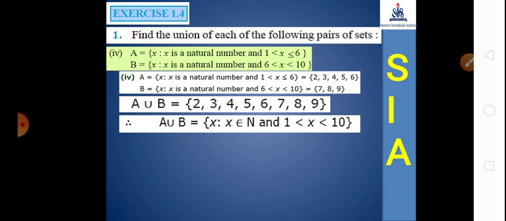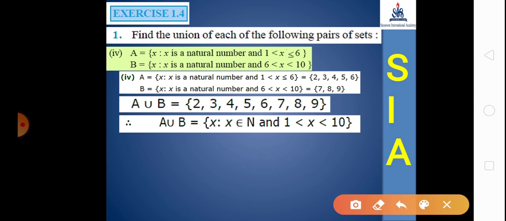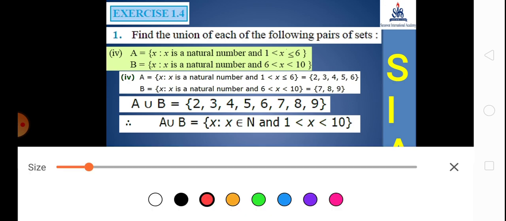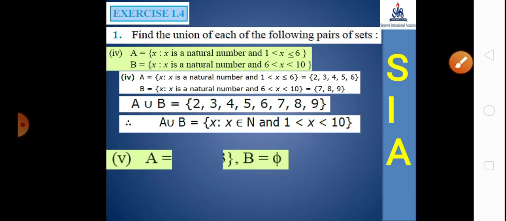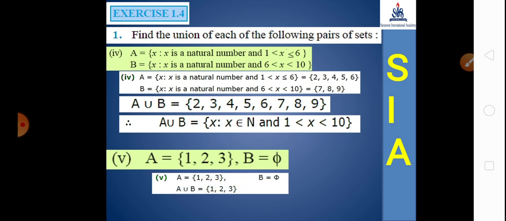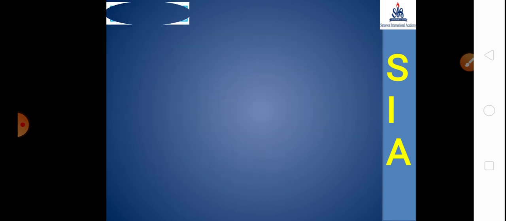So A union B, you write down in this interval form. This interval form indicates that 1 is not belonging, 10 is not belonging, but between them all elements are belonging. Now question number 5. A is {1, 2, 3} but B is given as the null set. The null set has no elements, so the union with 1 to 3, your answer is 1 to 3.